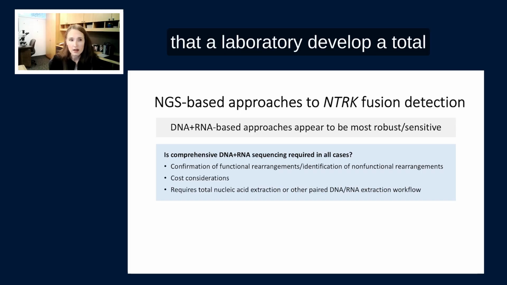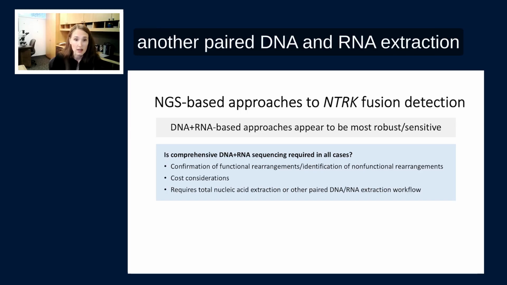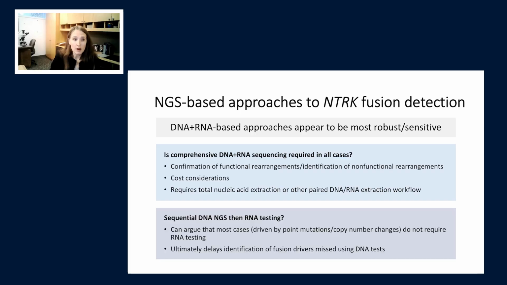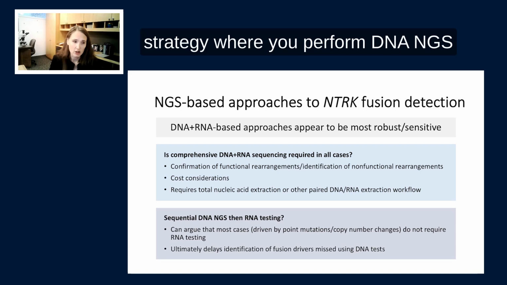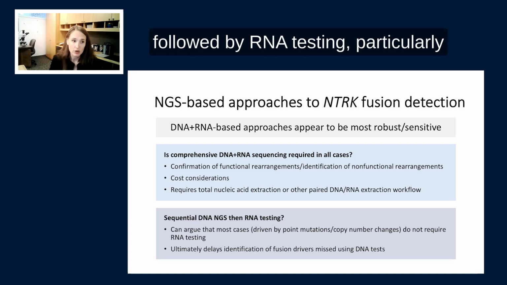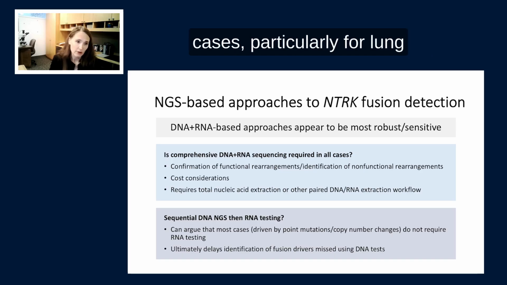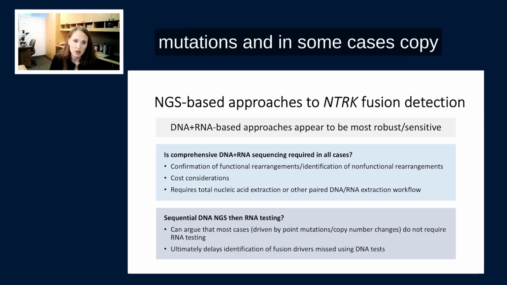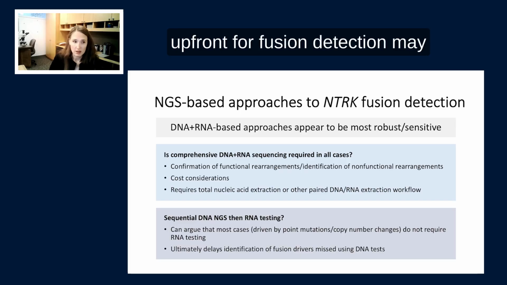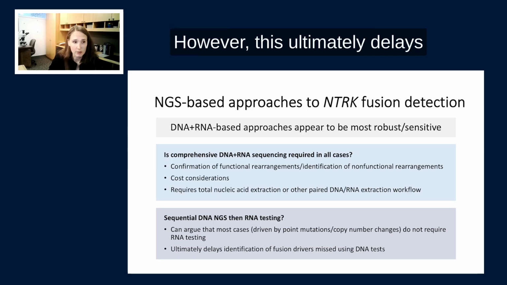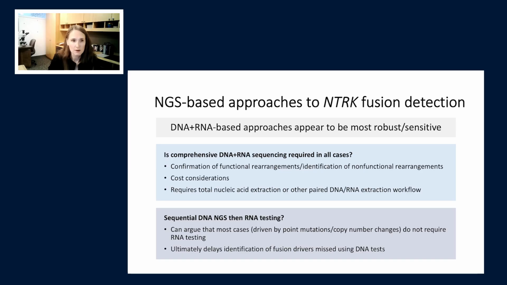And it also requires that a laboratory develop a total nucleic acid extraction strategy or another paired DNA and RNA extraction workflow. Other labs will implement a sequential strategy where you perform DNA NGS followed by RNA testing, particularly when the DNA NGS is negative. And you can argue that in most cases, particularly for lung cancer, which are driven by point mutations and in some cases copy number changes, RNA testing up front for fusion detection may not be necessary. However, this ultimately delays identification of fusion drivers that are going to be missed using DNA-based approaches.